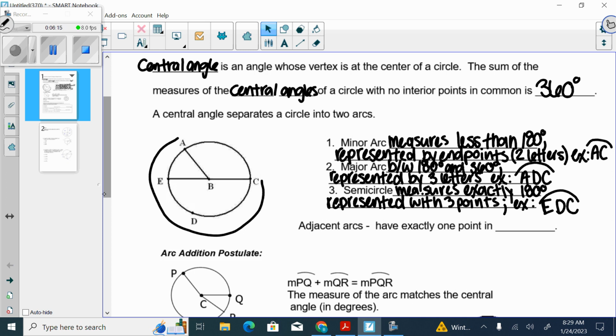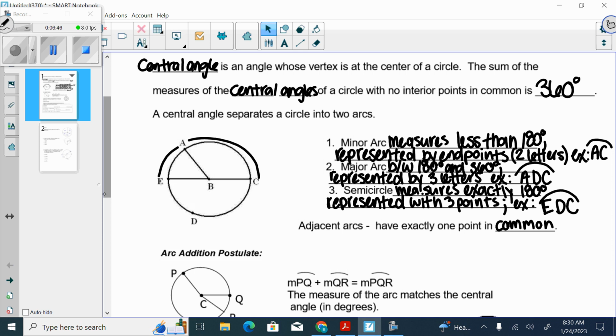Okay, we also do have what we can call an adjacent arc. Remember, the word adjacent just means they're right beside each other, right? So if you have adjacent arcs, they are going to have 1 point in common. For example, over here, this arc EA and this arc AC are right beside each other. If I named them, they would have the point A in common, right?